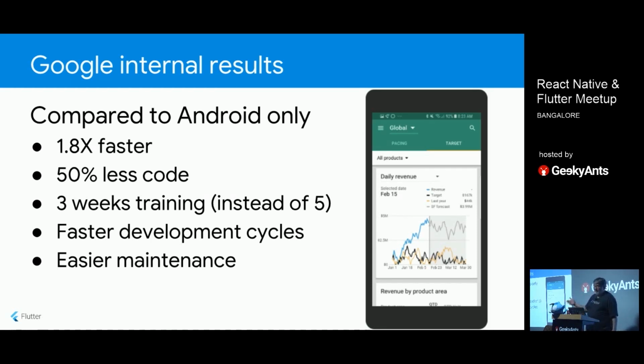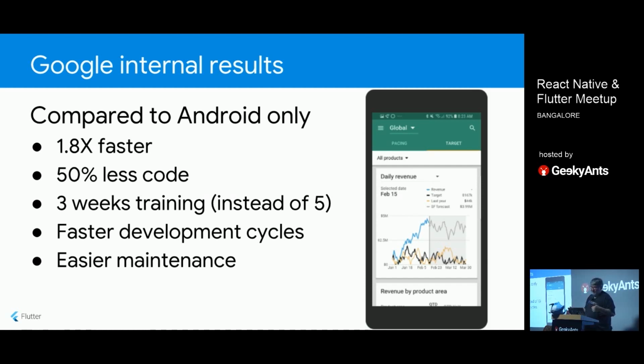When they decided to do this, they said, okay, we're going to measure this. We want to see whether this is faster or not. And it was faster. It was less code. And the other thing they found was that as they hired new programmers, they could bring programmers up to speed on Flutter faster than on Android, okay? And they had faster development cycles.